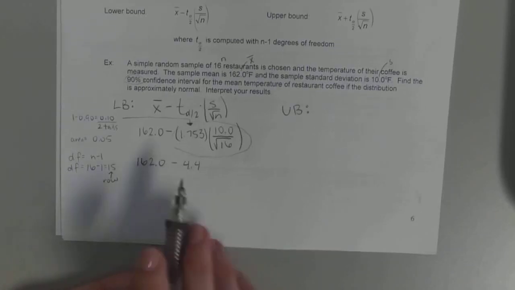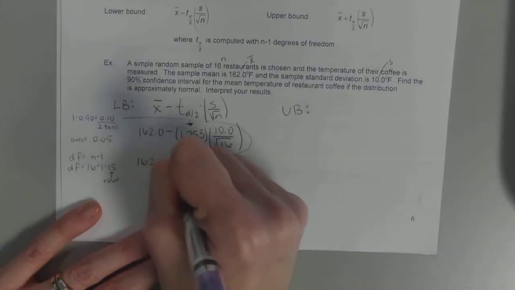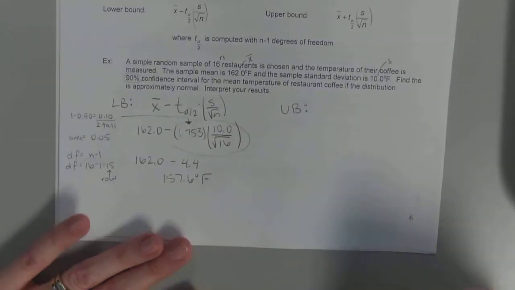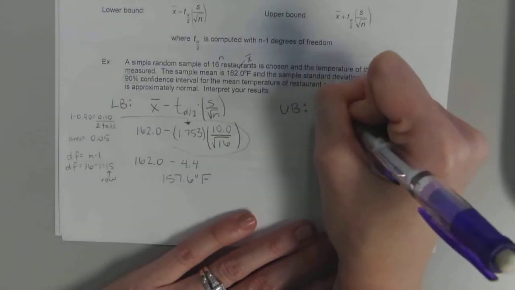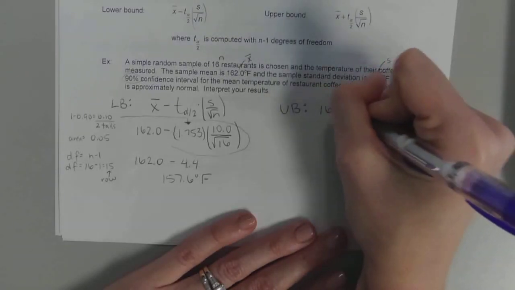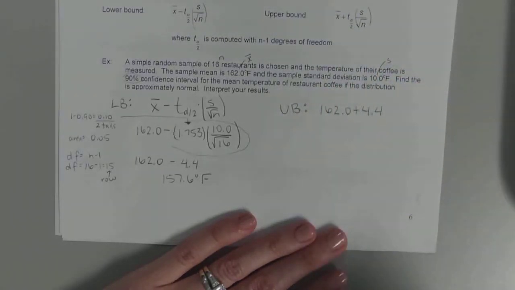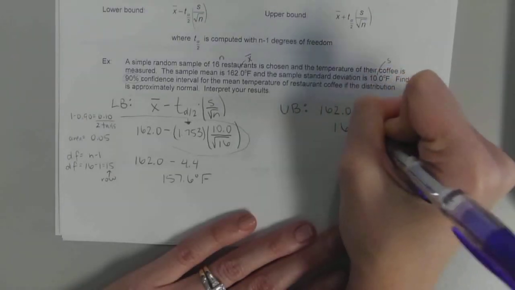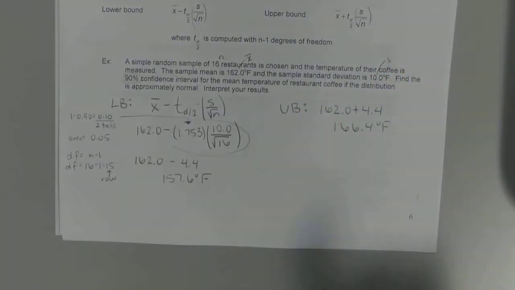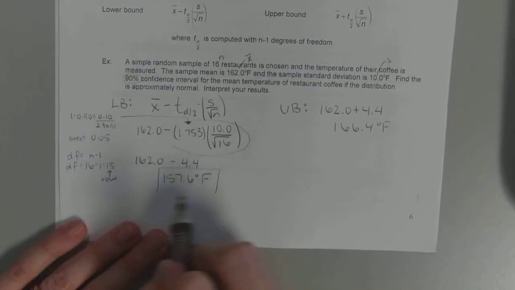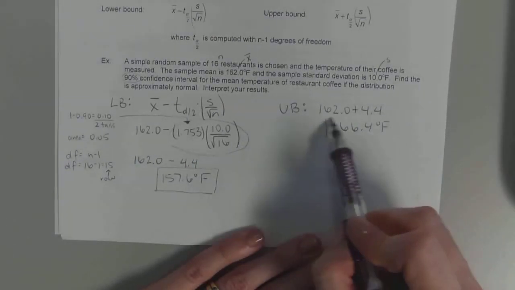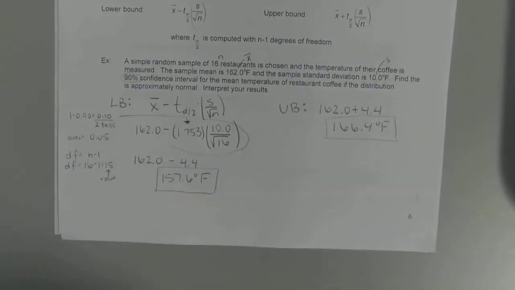So your lower bound's the take. 162 minus 4.4 is 157.6 degrees Fahrenheit. And then your upper bound is the give. 162 plus the 4.4 gives us an upper bound of 166.4 degrees Fahrenheit. Okay, so what does that mean? Instead of what we would have done before, saying I asked 16 restaurants and their average was 162 degrees, we can now say, no, I am 90% sure that 9 out of 10 times you will have a temperature between 157.6 and 166.4.